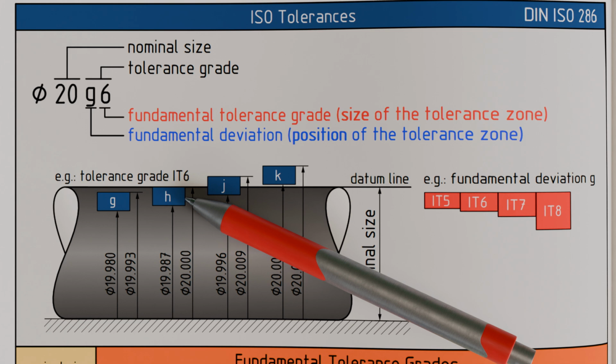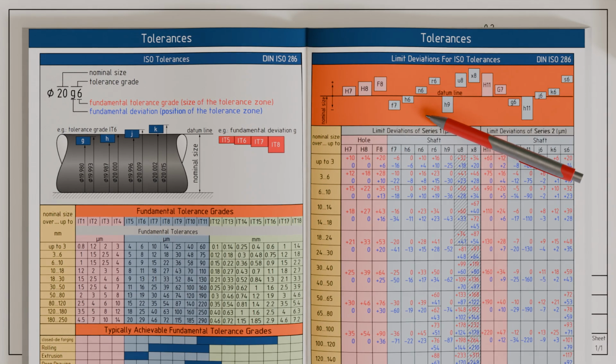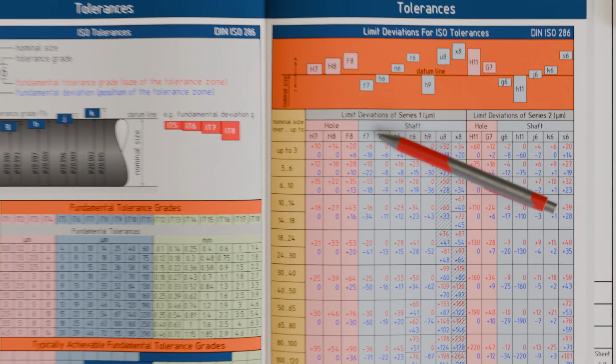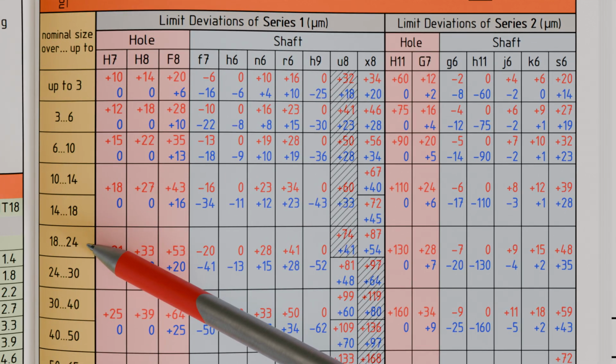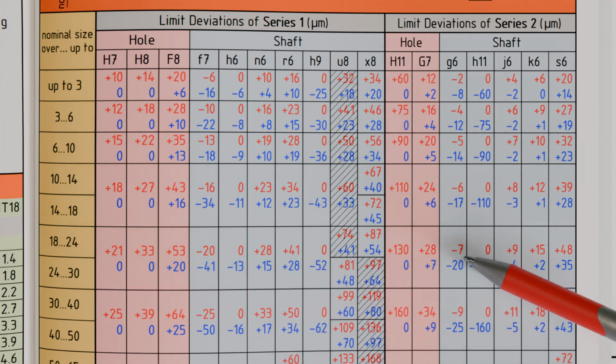As already mentioned, the limit deviations for common ISO tolerances are given in the tables depending on the nominal size. Let us revisit our example of the pin. In this case, we first look for the corresponding row for our nominal size of 20 mm. This is located in the nominal size range between 18 and 24 mm. In this row, we then move to the right to the ISO tolerance grade G6 and can directly read the red-marked upper deviation of -7 micrometers and the blue-marked lower deviation of -20 micrometers.